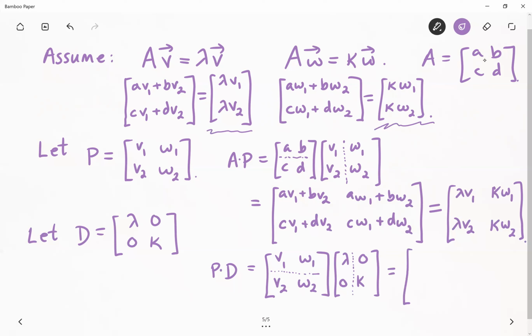You'll see that the top left entry is going to be lambda times V1. The bottom left entry will be lambda times V2. The top right entry will be 0 plus kappa times W1. Then the bottom right entry will be kappa times W2. And hey, will you look at that? Those two things are the same. Since those two things are equal, we know that AP is equal to PD.